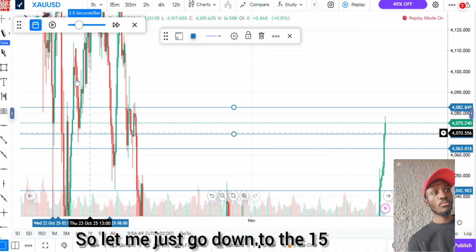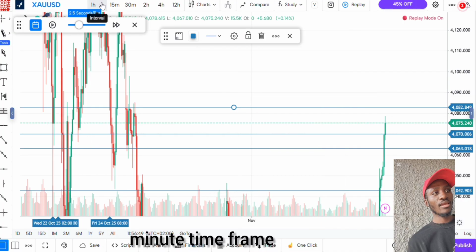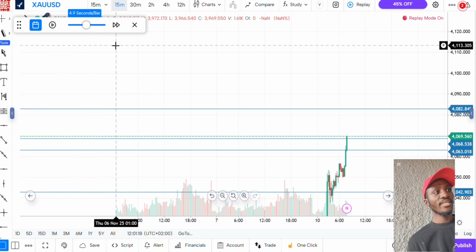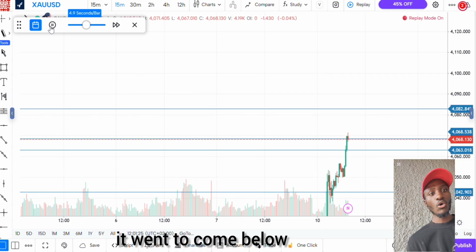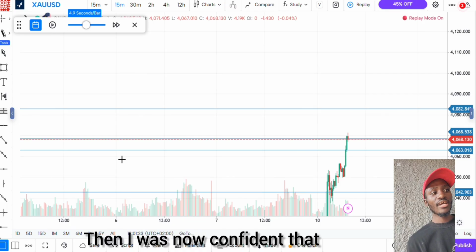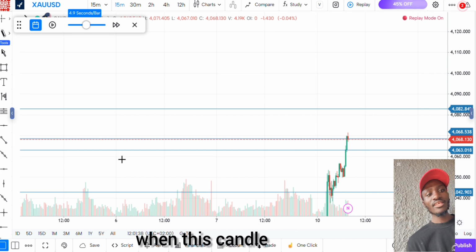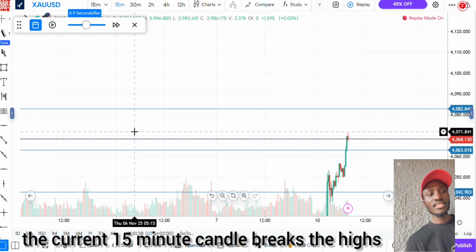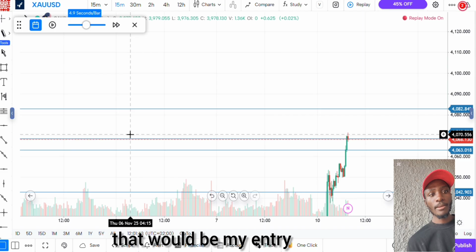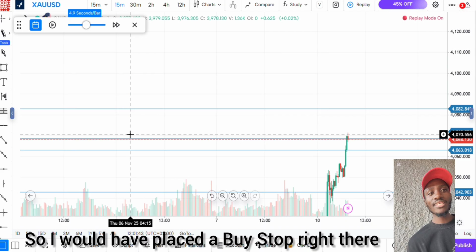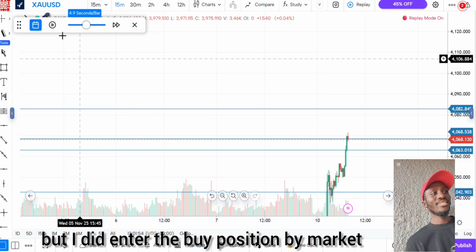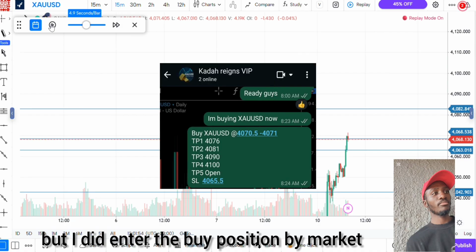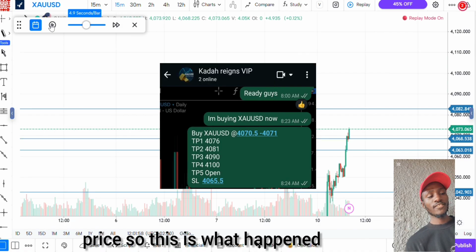So let me just go down to the 15-minute time frame, right? Basically this next 15-minute candle went to come below. Then I was confident that when the current 15-minute candle breaks the highs, that would be my entry. I would have placed a buy stop right there at the break of the 15-minute candle highs, but I did enter the buy position by market price. So this is what happened.